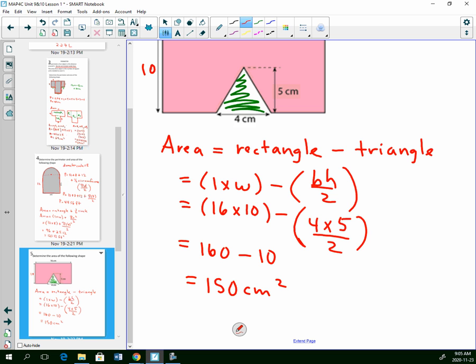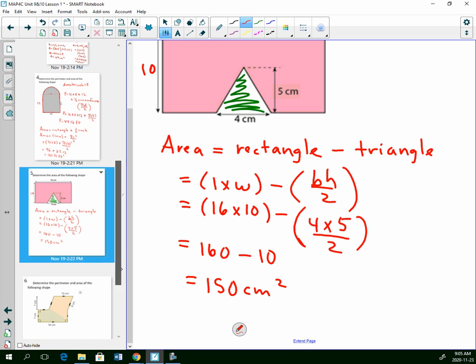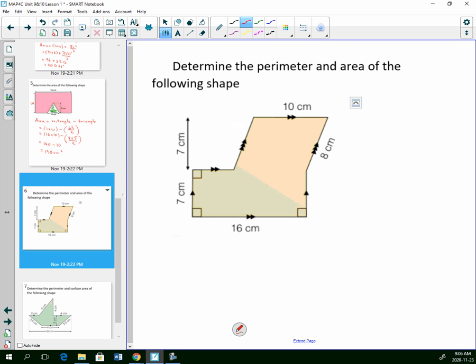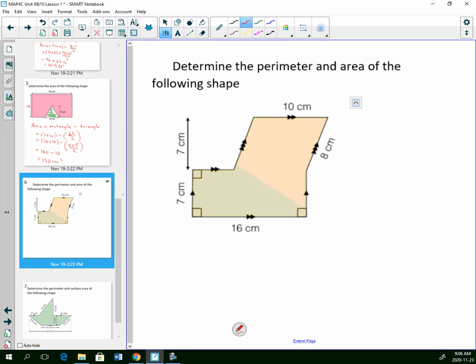So it's 150 centimeters squared. Sometimes we have negative shapes, right? Subtracting some shapes. What else do I have here? Okay, so perimeter and area of this.